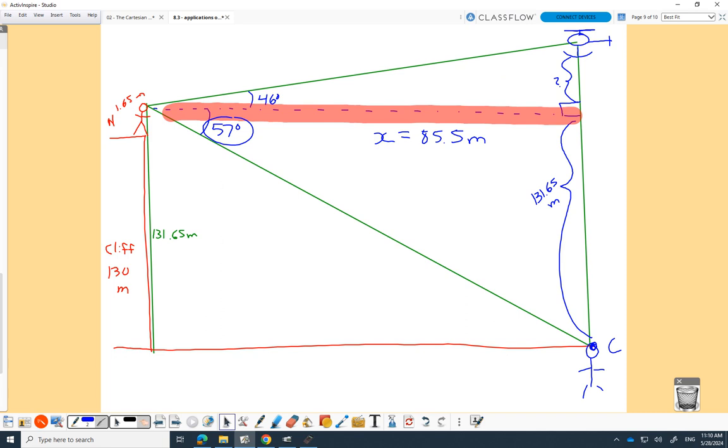So don't get intimidated by dual triangle questions. Just look for that common side. Say, can I get the common side? If I get the common side, it's not a two triangle question. It's two one triangle questions. Yes, if you know what you're doing.